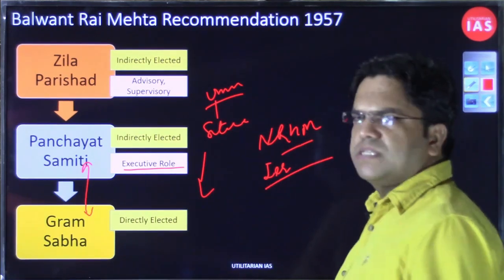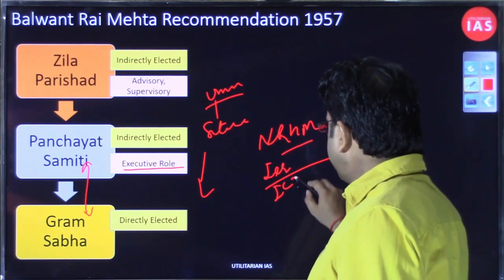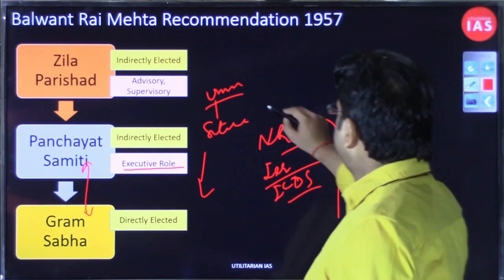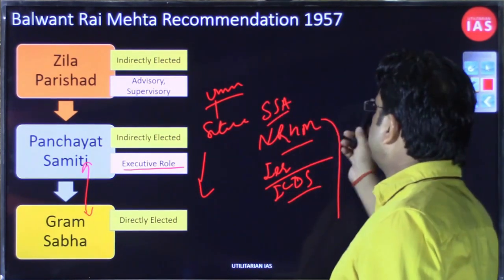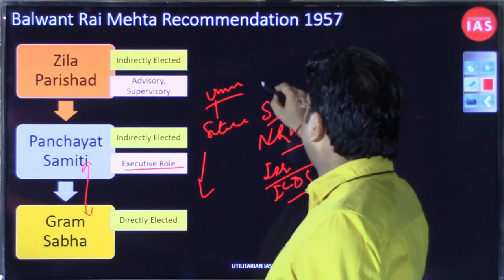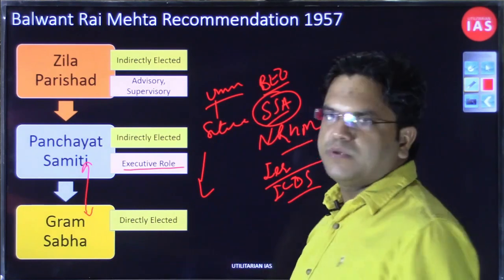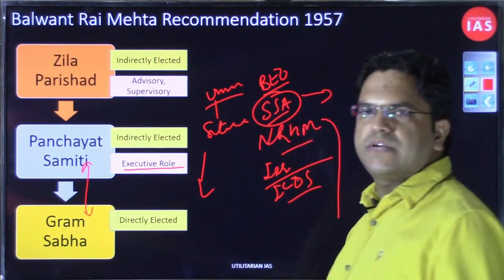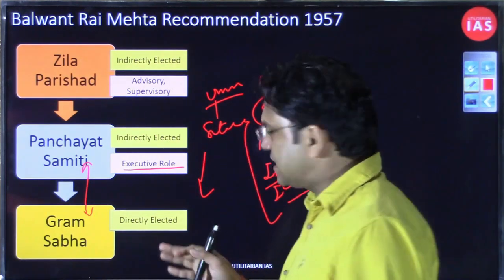To address the issues of children below 6 years, since 1975 you have this ICDS that is being run. In the education sector, at the district level somebody runs this, and the Block Education Officer is responsible for the operationalization or implementation of the Sarva Shiksha Abhiyan, right? So there are various, different bodies that are working.